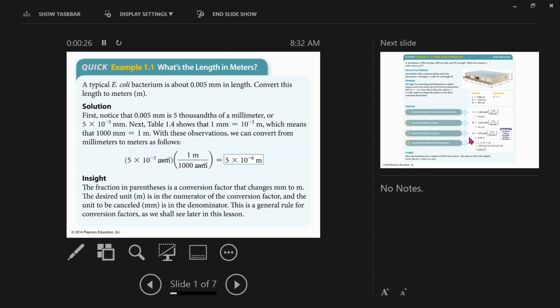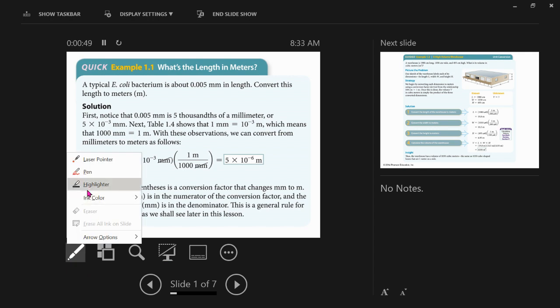How do I get rid of this part? In slideshow display settings. Okay, anyway. All right, so here's a couple of examples. Oh, you can see that. Oh, duh, I'm so dumb. Okay, there we go.